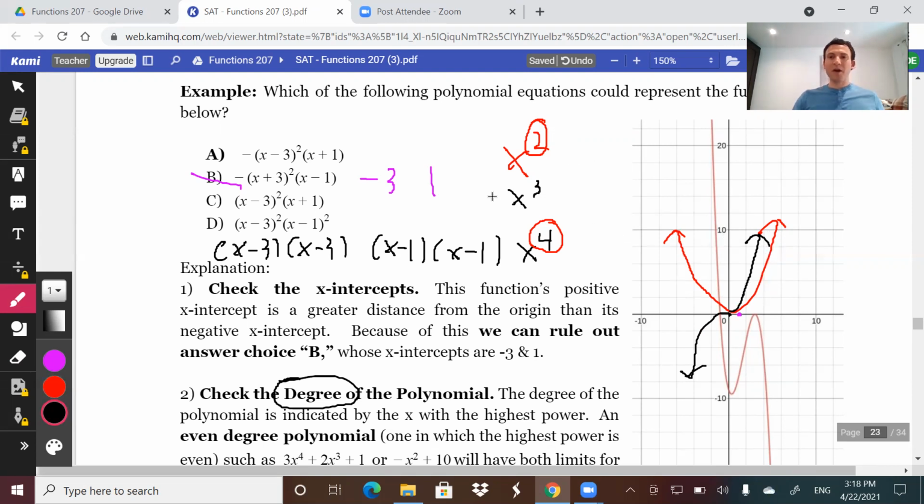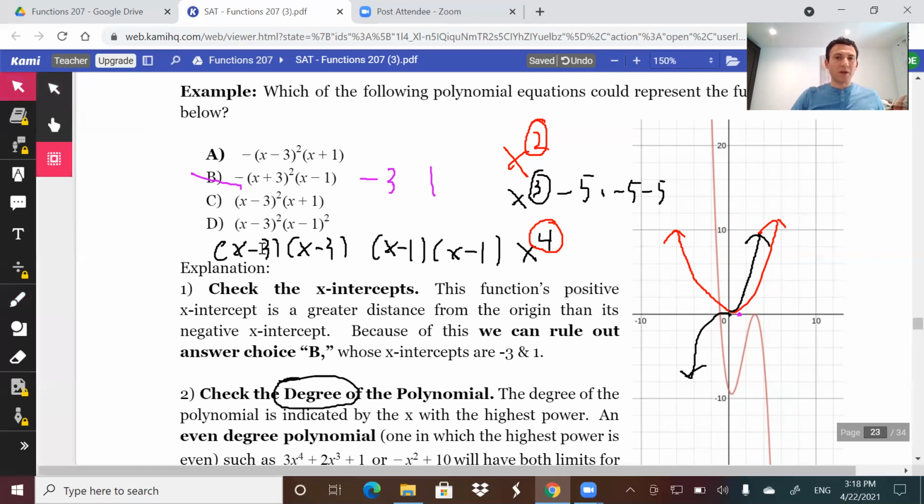Where x to the third, because it's an odd exponent, if I input 5, I output 125. If I input -5, I output -125. So -5 times -5 times -5 is going to end up being a negative. So odd exponents, if that's your highest degree, go in the opposite direction.